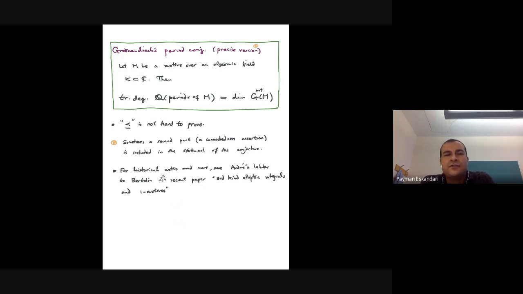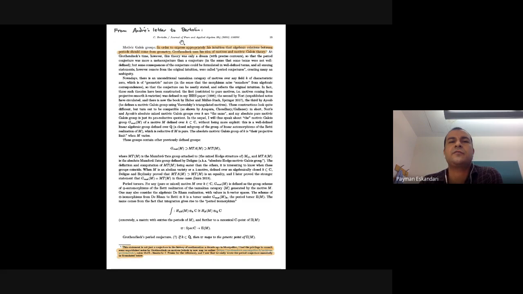For historical notes, I encourage everyone to have a look at André's letter to Cristiana Bertolin in a recent paper of hers titled Third Kind Elliptic Integrals and One Motives in Journal of Pure and Applied Algebra. As an appendix, there's a letter of André where he talks about the history of the period conjecture. This is a page from that article, and I have highlighted some sentences here. This is André saying: in order to express appropriately his intuition that algebraic relations between periods should come from geometry, Grothendieck uses his idea of motives and motivic Galois theory.